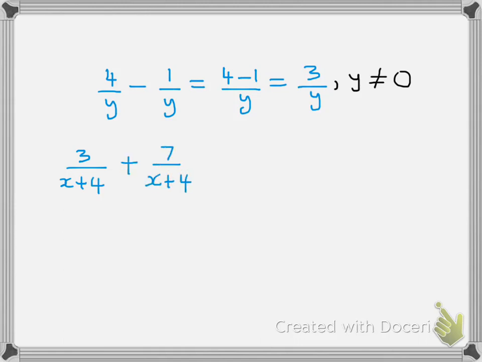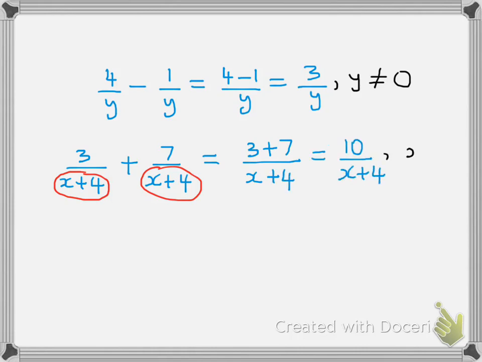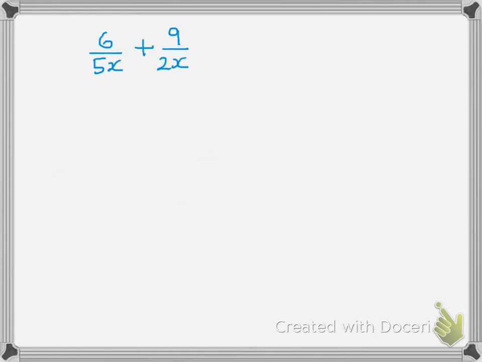Another example, 3 over x plus 4 plus 7 over x plus 4. Again, these are like fractions. You can see that the denominators are the same. So all you have to do is combine the numerators and you will get 10 over x plus 4. Your restriction is x is different from -4. Let's look at one that's not like fractions. So 6 over 5x plus 9 over 2x.